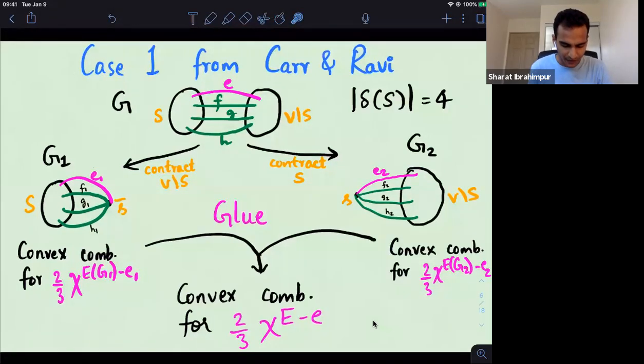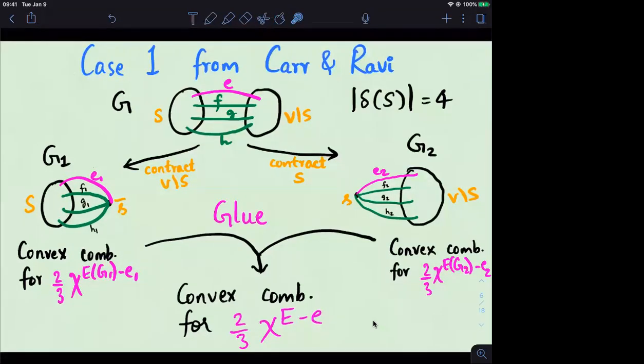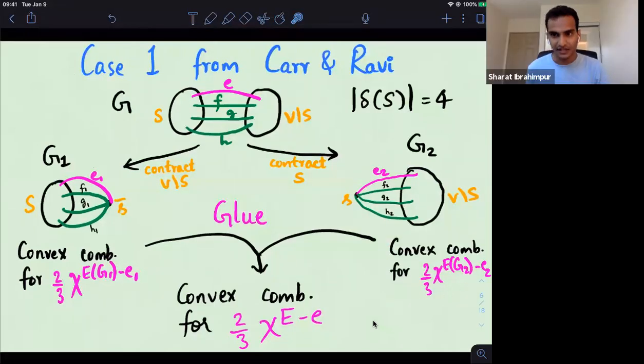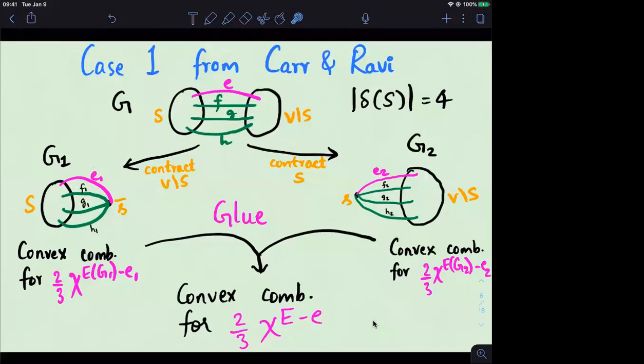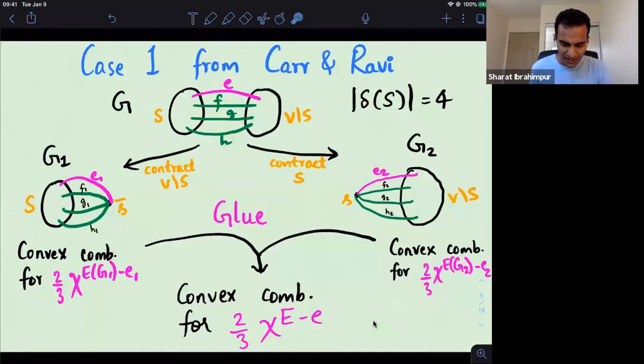So in this case, we get a convex combination for 2/3 times the incidence vector for all the edges in G1, the ones that you see in this part and these 4 edges, but without the edge E1. And we do the same for the other right subinstance. And to obtain a convex combination for the original graph G, we just glue these 2 solutions together. What I mean by gluing is that there's a consistent way of merging these two convex combinations. And there's a reason why that happens.